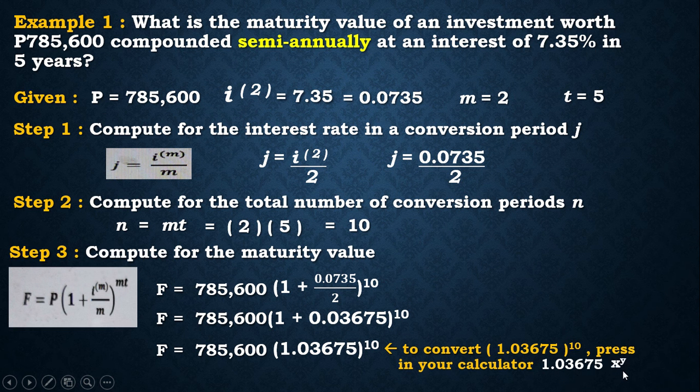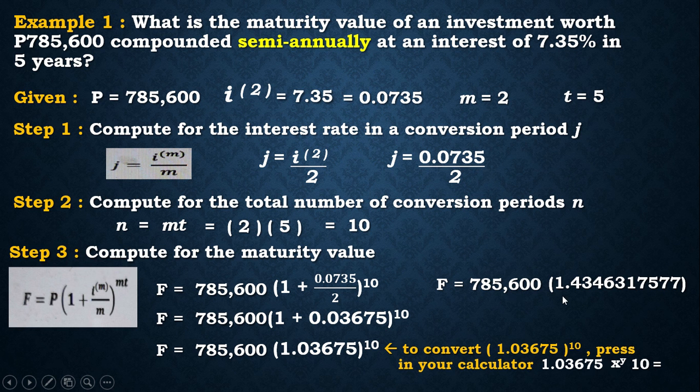Ito po muna ang pipindutin nyo sa calculator. Sumunod, yung ganitong symbol, hanapin nyo po siya. X raised to Y. Tapos, yung exponent na 10, and then equal. Yan po yung pagkakasunod-sunod na mga pipindutin nyo sa calculator para ma-convert po itong part na to. So, pag na-convert natin ito, kinopya lang po natin ito. Pag kinonvert po natin ito, ito po ang lalabas: 1.4346317577.